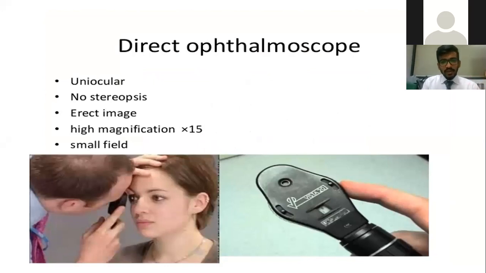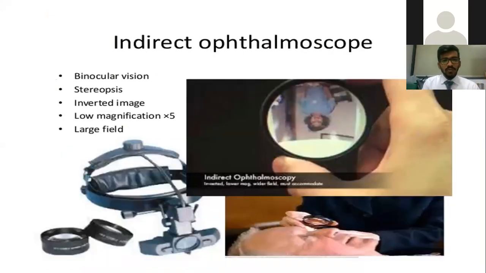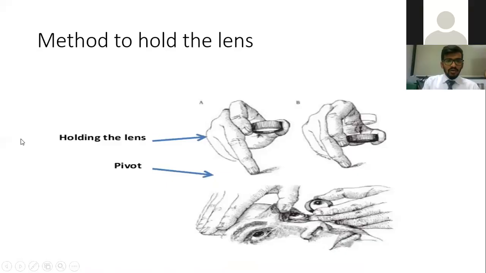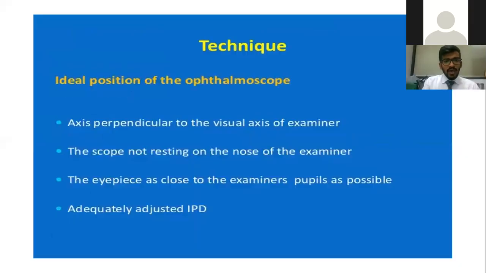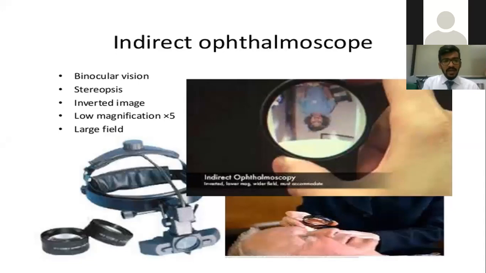In the COVID situation, I'm sure everybody has not used the DO a lot. So let's move on to the next mode of viewing. The first, we should go for the slit lamp view, that is with a 90D and a 70D. I'll come to that later. Next is the indirect ophthalmoscope.